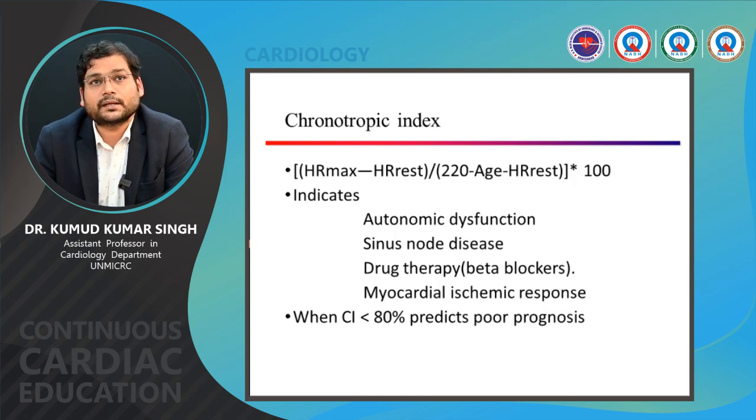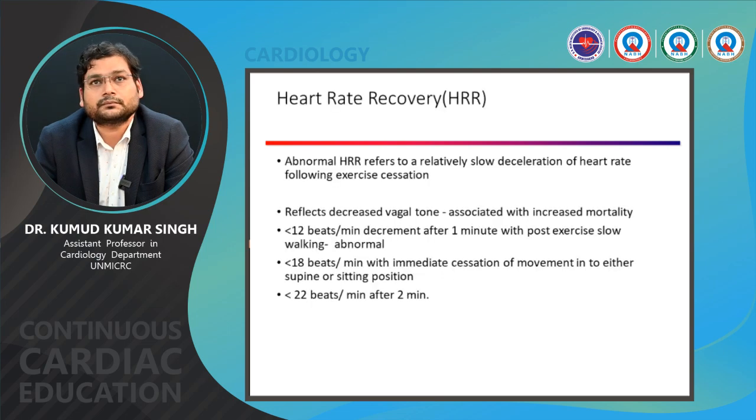So chronotropic index is heart rate maximum minus heart rate rest, divided by 220 minus age minus heart rate rest, multiplied by 100. It indicates autonomic dysfunction, sinus node dysfunction, beta blocker therapy or myocardial ischemia response. When chronotropic index is less than 80%, it predicts poor prognosis.